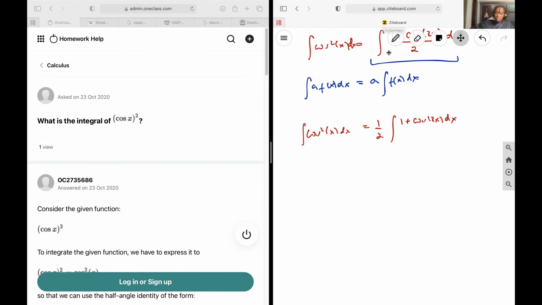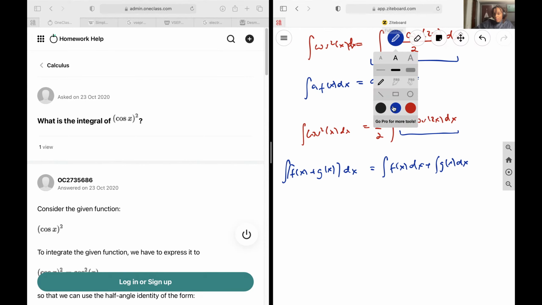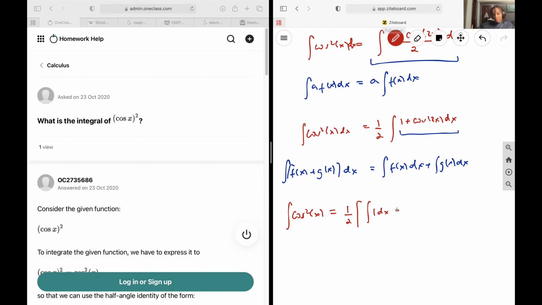Next up, we will use another integral property, that the integral of f of x plus g of x all over dx is going to give us the integral of f of x dx plus the integral of g of x dx. And we're going to apply that just to separate this out. And so we'll get the integral of cos squared x is equal to 1 over 2 into the integral of 1 dx plus the integral of cos 2x dx. And then this one, we already know what it's going to be.